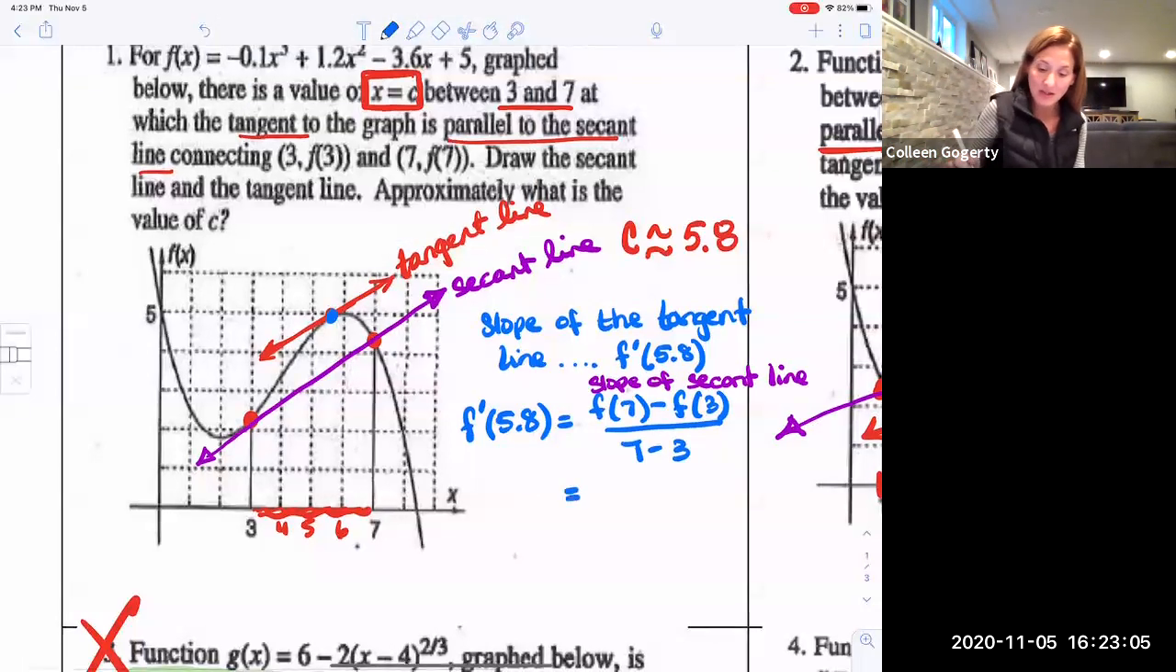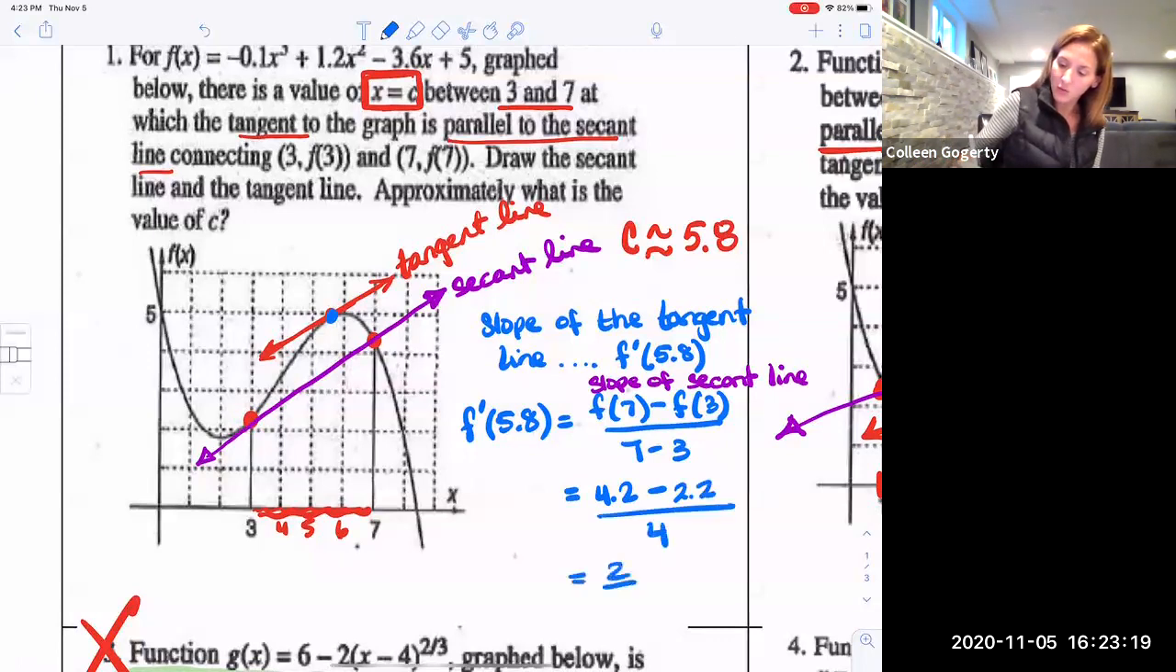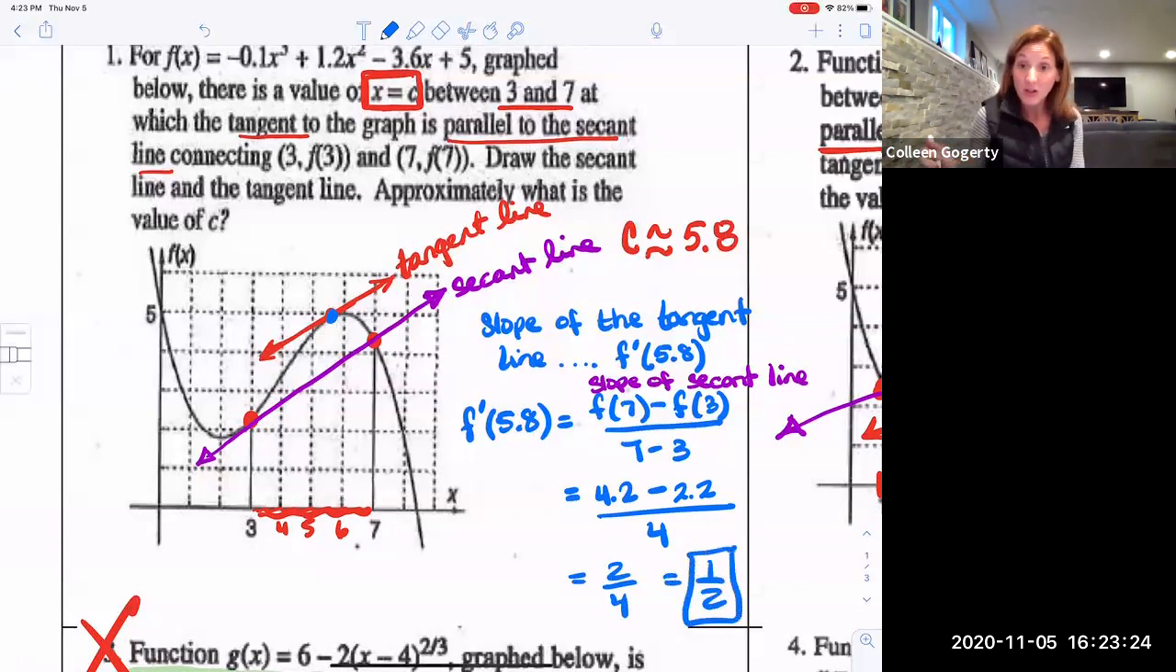Okay, f of 7, I estimated that at like 4.2. f of 3, which is this point right here, I just estimated, I was trying to go with some nice numbers, 2.2, all over 4. So that's 2 over 4, 1/2. You just found the slope of the tangent line. And the slope of the tangent line is equivalent to the derivative of f at 5.8. So overall, the slope of this is roughly 1/2.